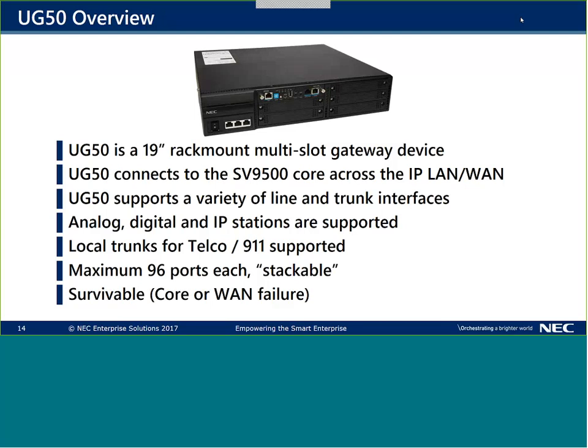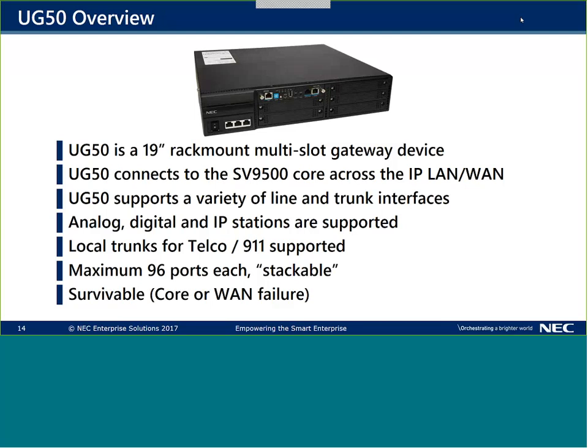One of the great things about the UG50 is that we can support local trunks. So, for example, we can deliver 911 calls from a remote site out on local trunks without ever having to go to the host, which is terrific because if we ever end up in a standalone condition on this one and we have the survivability option installed, we can actually continue to process outbound calls. So we can make those 911 calls in the event of a failure.